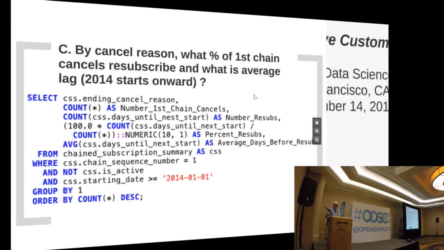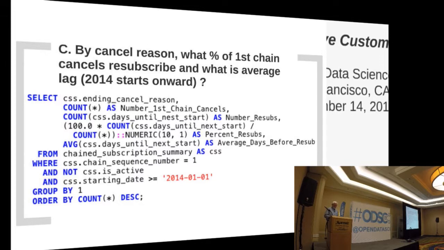is starting. We're only going to look at the chain sequence number of 1, so the initial chain. We want the chain to be not active. In other words, they canceled. And we want the starting date to be 2014 and onwards. And then we're going to group by the ending cancel reason. So we've recorded in each chain that it's been canceled, the cancel reason. And we're going to count number of records. That's the number of people that canceled with that cancel reason.